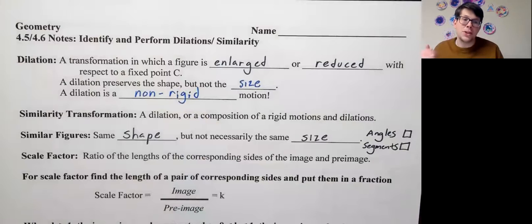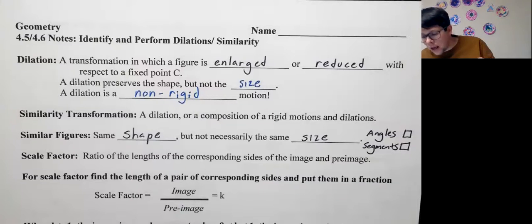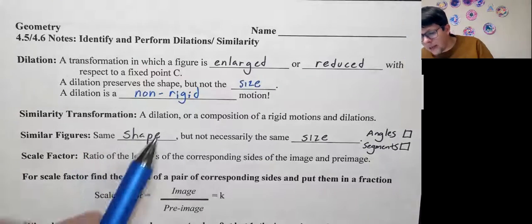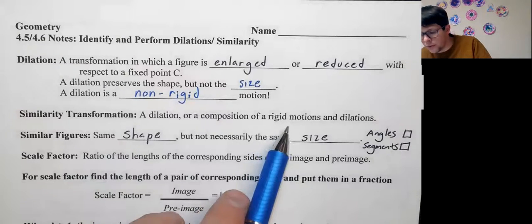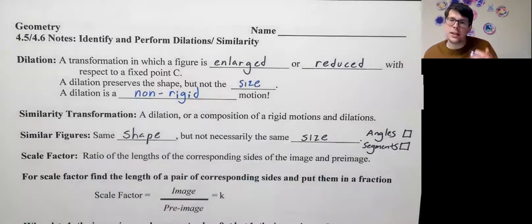That is going to lead us to our next piece, which is similarity transformations. So when we have been translating, rotating, and reflecting, we have been creating congruent figures, but now we're not. They're going to be bigger or smaller than the original figures, and so that means they are going to have similarity rather than congruence. Similarity transformations are going to be a dilation, or a composition of rigid motions like translations, reflections, or rotations, and also a dilation. Anything that's going to involve a dilation is also going to involve similarity.